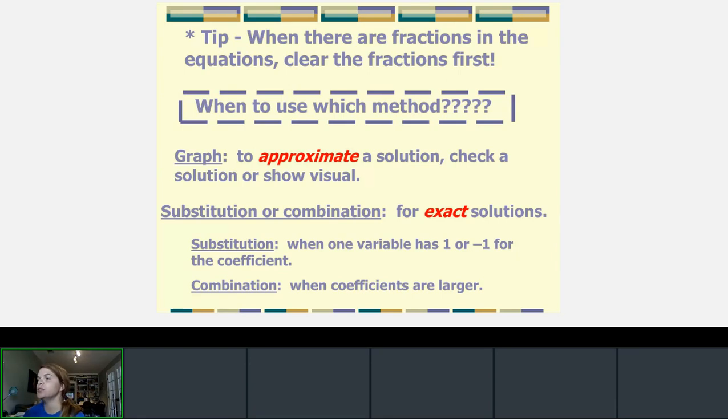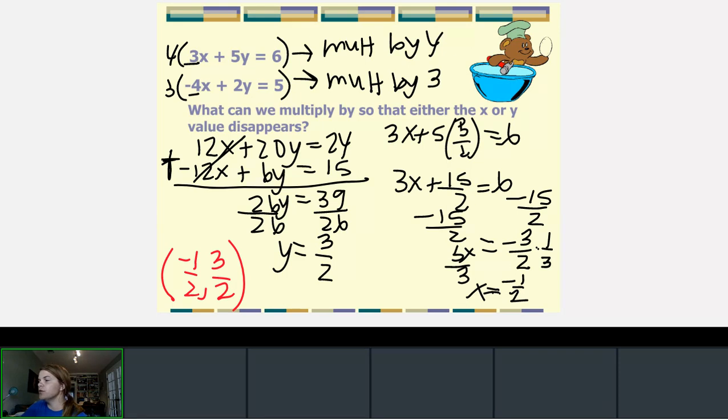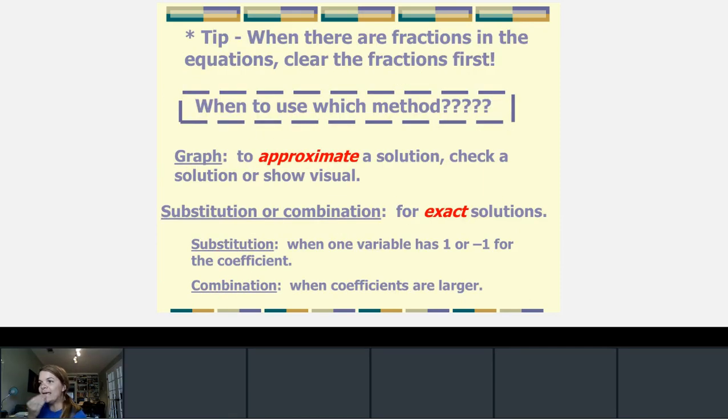But how do we know when to use which method? So sometimes the problems will tell you solve by graphing, solve by substitution, solve by combination, or elimination. Those are the same. If it doesn't tell you, we can use a graph to approximate a solution. So for this last one, it wouldn't have crossed at whole numbers. So we would have to approximate a solution like we did in Unit 5.03. If we want an exact solution, we would use substitution, or we could use this linear combination or elimination method so that we can get exact numbers.